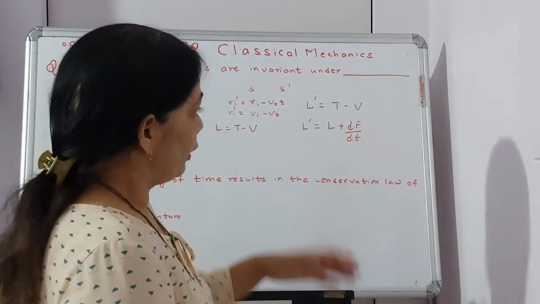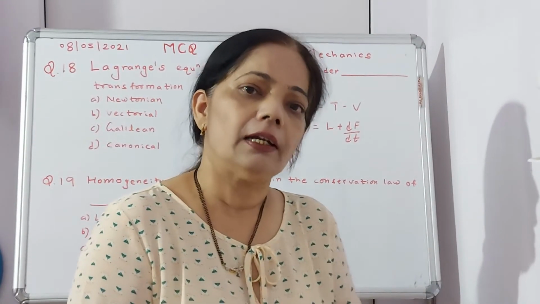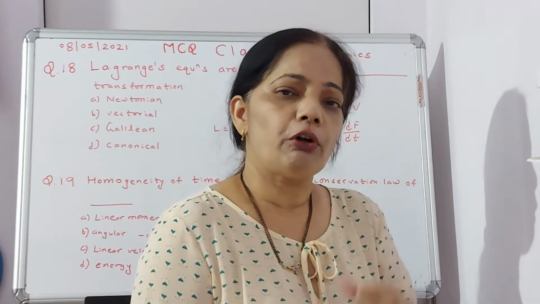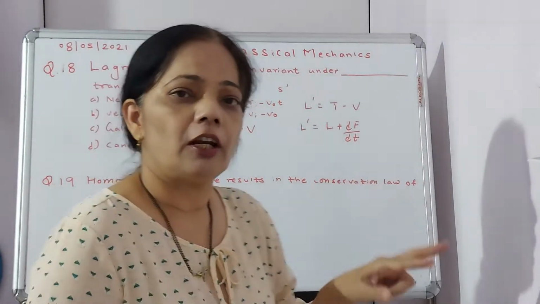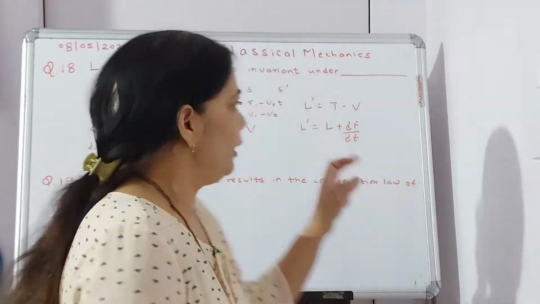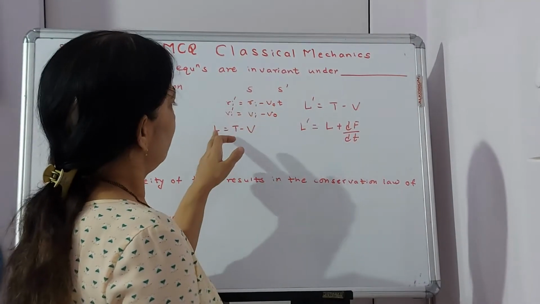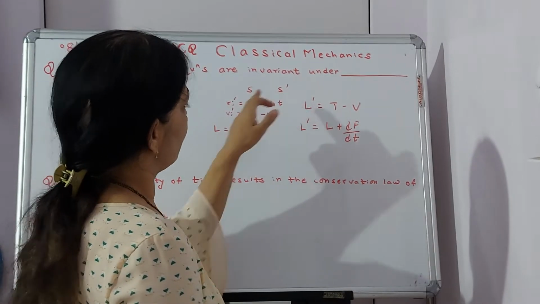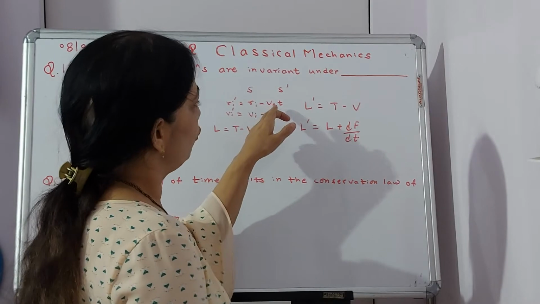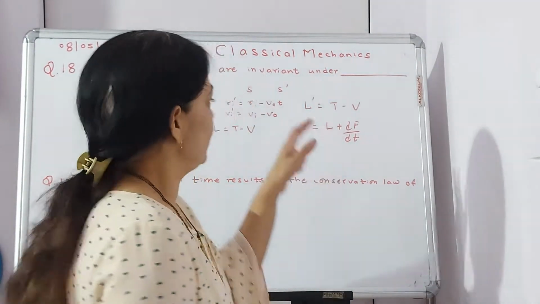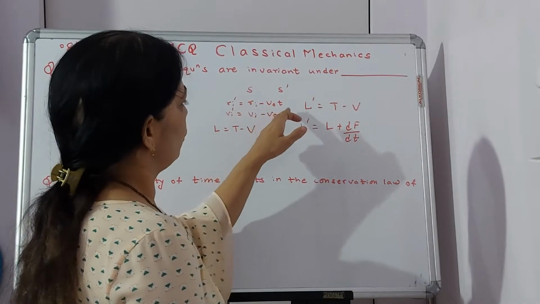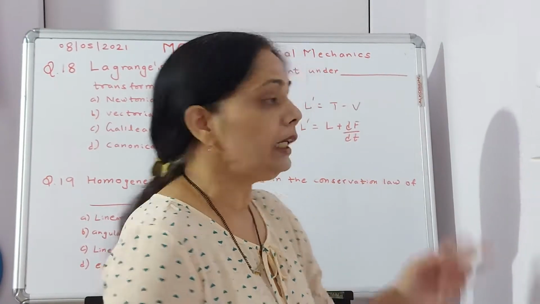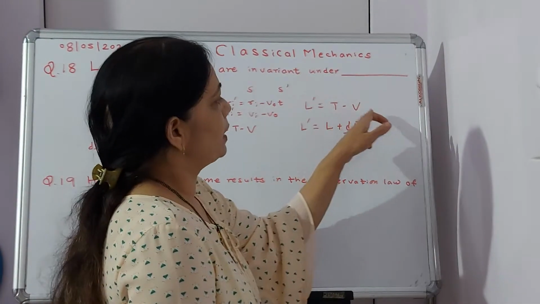It is the topic where you prove the invariance under Galilean transformation, where f is your gauge function. You have two inertial frames, S and S dash. In frame S we have the Lagrangian L is equal to T minus V. Then we consider the motion of the particle in frame S dash, which is moving with velocity V0 with respect to S. So we have the relation Ri dash is Ri minus V0 t, or Vi dash is Vi minus V0. When you consider the Lagrangian in the S dash frame, you get L dash is equal to T minus V.